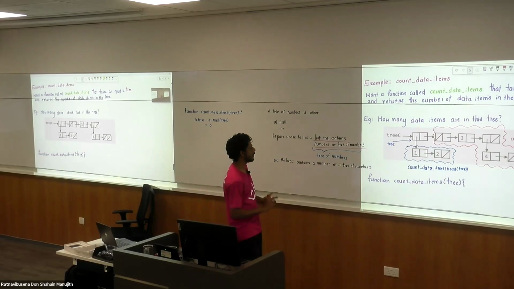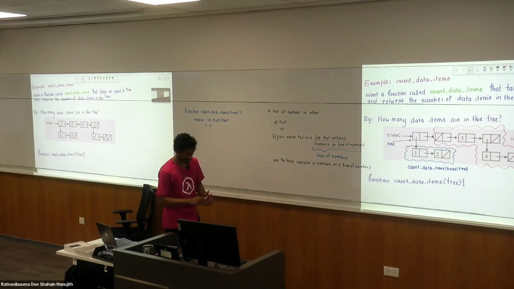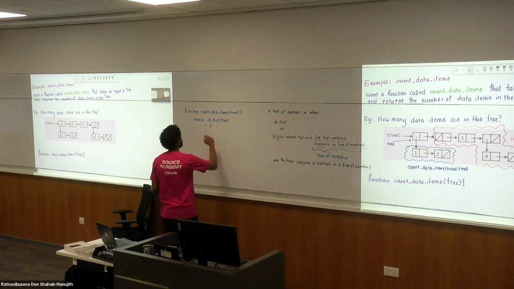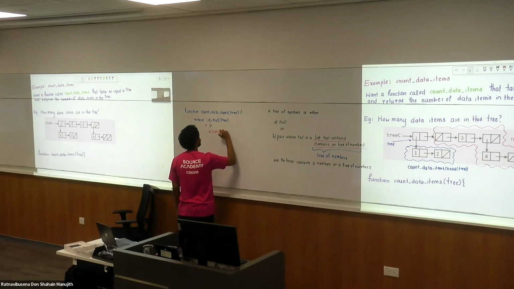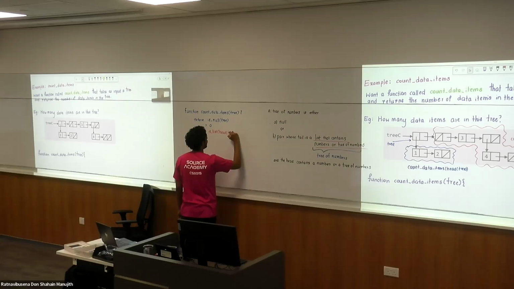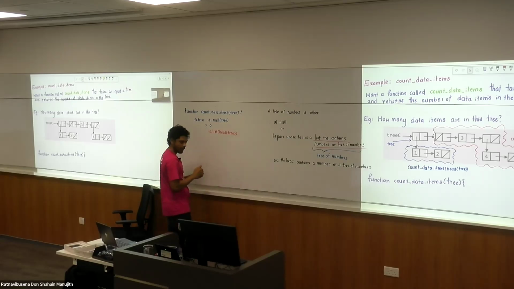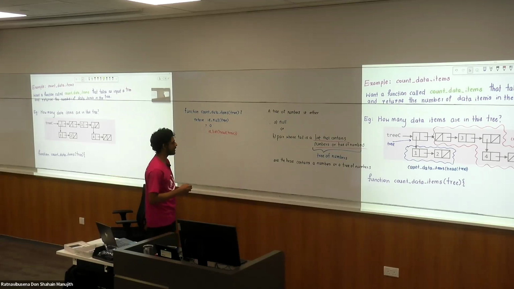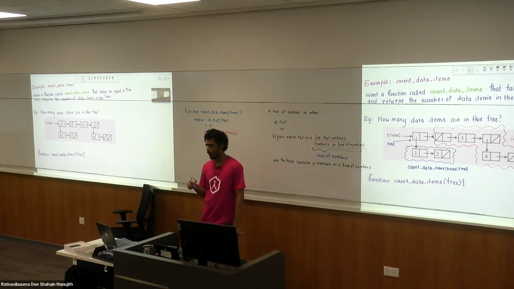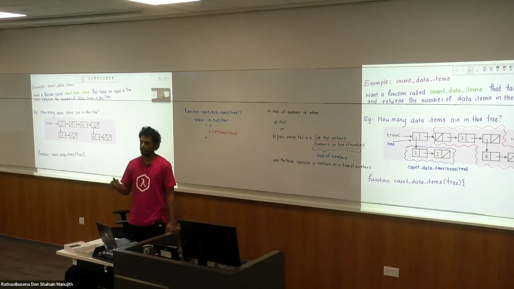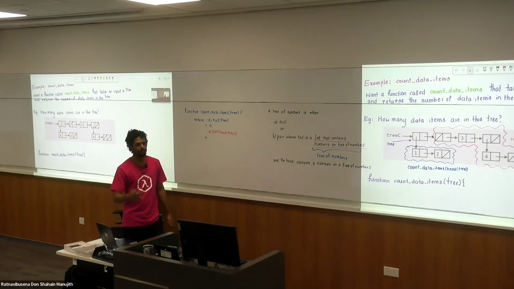Okay, so how can we check if the head is a tree of numbers? We just use what? Head of what? Tree, right? So if the head of the tree is a tree of numbers, then what should you do? What should you return? Count data items in the head, which is a smaller tree, and count data items in the tail of the tree, which is a smaller tree.